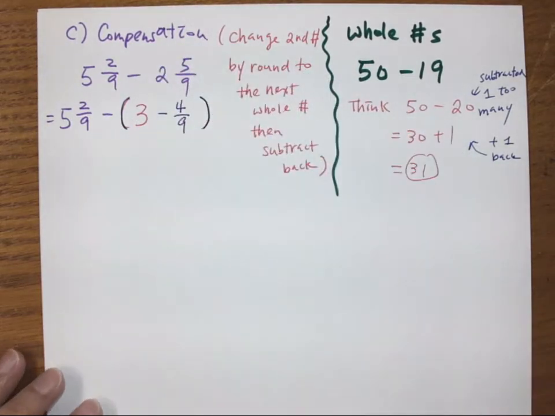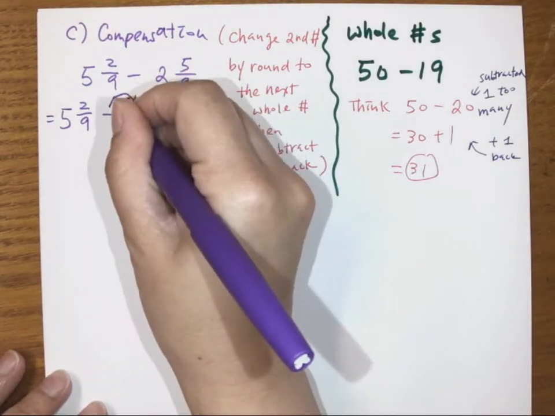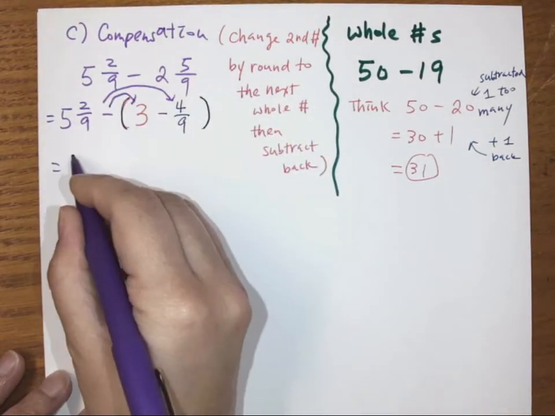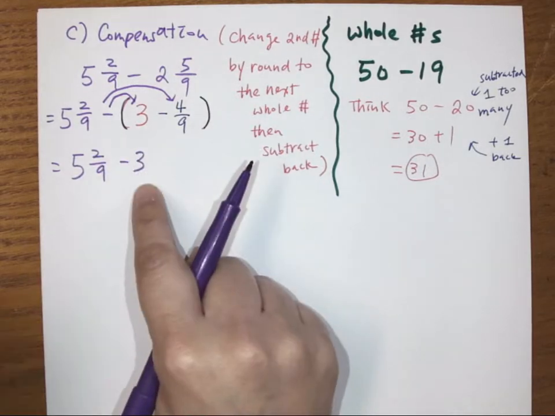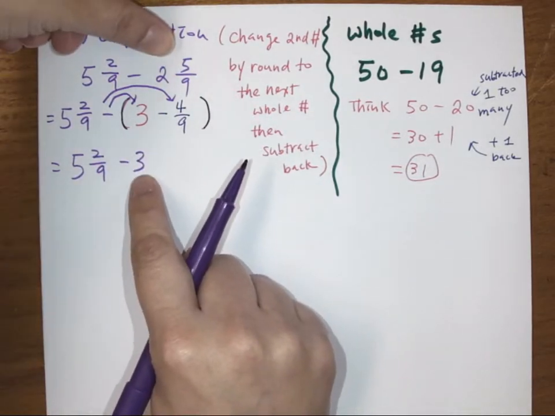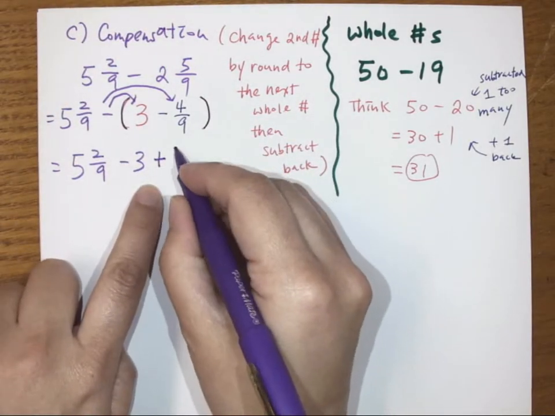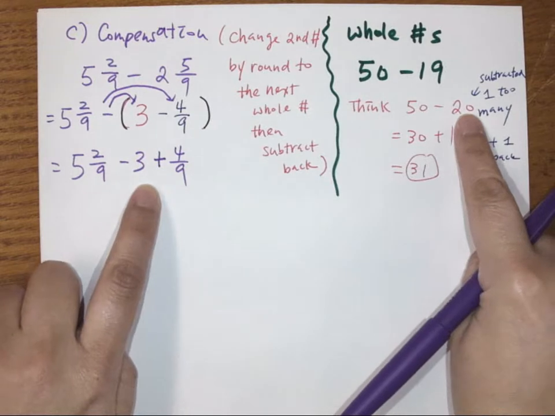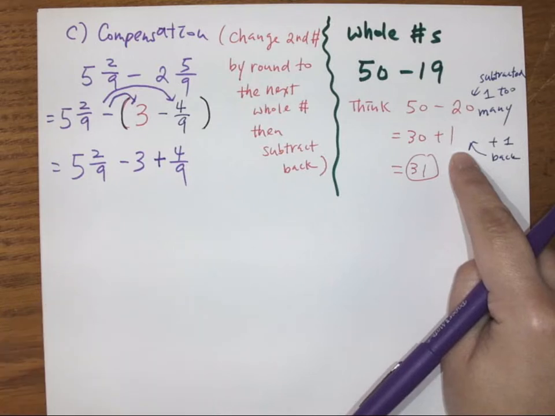Alright, so after that, because we are subtracting both of them, I need to distribute the negative inside. So it's going to be 5 and 2/9. You're subtracting a 3, but 3 is bigger than that, right? So I subtract too much. So after we distribute that, we will change it to add 4/9. So it's similar to here. You subtract a bigger number than what you originally have, so you need to add that part back.